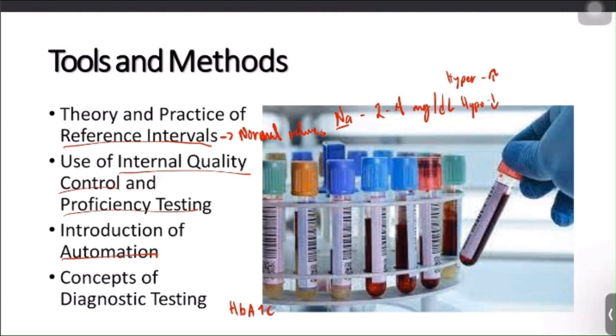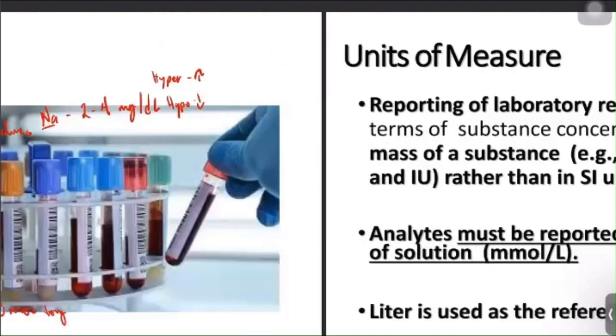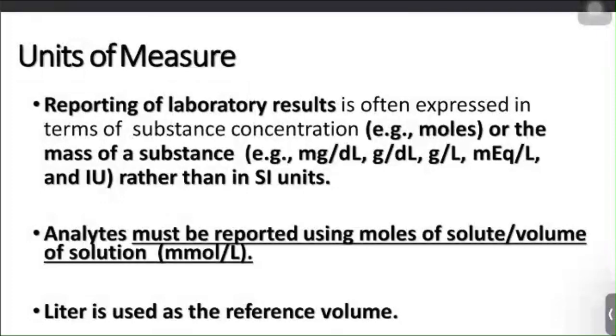HbA1c is glycated hemoglobin. You evaluate the glucose content on your hemoglobin, so this is a three-month evaluation of your glucose. And this is not tested using a serum separator tube, yellow top, or red top. This is collected in a lavender top. So not all specimens in clinical chemistry are serum or plasma; you also have whole blood. Those are your tools and methodologies for clinical chemistry.